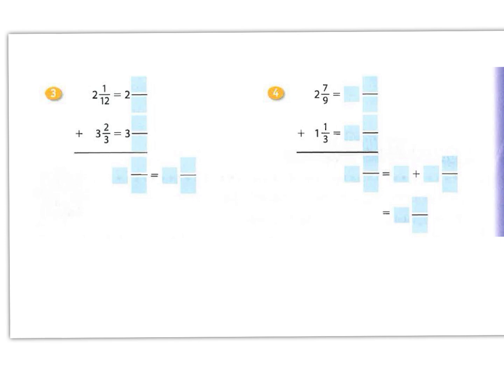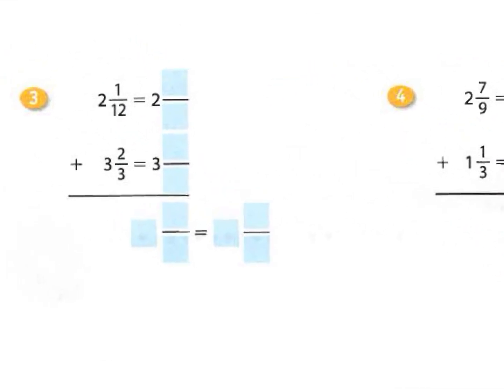All right. Here we have 2 and 1/12, and then 3 and 2/3. Well, let's look at that. We know that thirds go into 12s, or 3 goes into 12. So let's keep 2 and 1/12. And then we're going to change thirds, 2/3, to 12ths. So we're just going to change this to 12ths. 3 times 4 is 12. 2 times 4 is 8. So then you have 8/12.